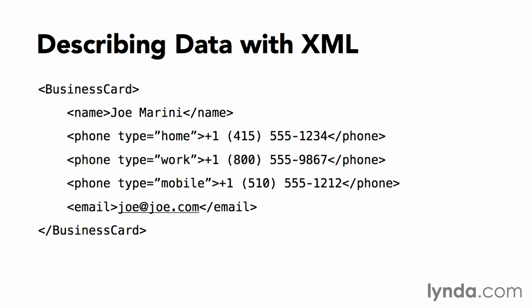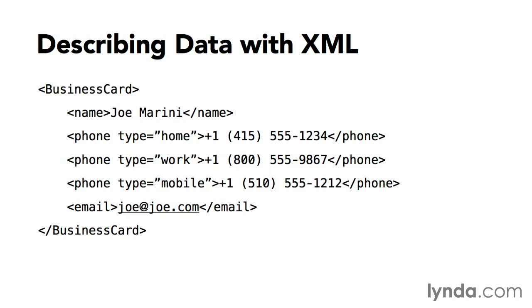So I sat down and said, well, if I'm going to structure a business card in XML, I'll probably need a root tag, and I'll just call that business card. And then I made up the tags name and phone and email. And if I wanted to add other tags like address and so on, I could go ahead and do that.